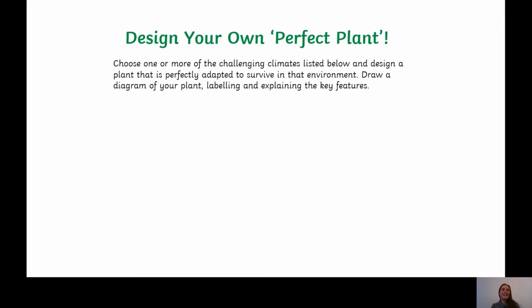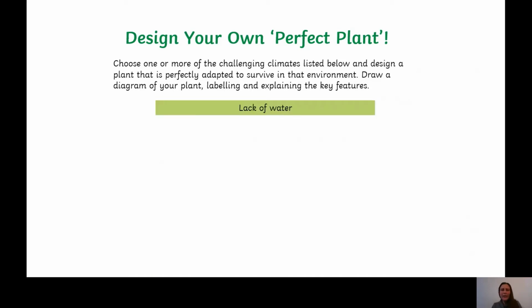So today what I would like you to do is to design your own perfect plant. So I would like you to choose one or more of the challenging climates, which are going to be listed below in a minute, and design a plant that is perfectly adapted to survive in that environment. I would like you to draw a picture of that plant, label it, and explain the key features.